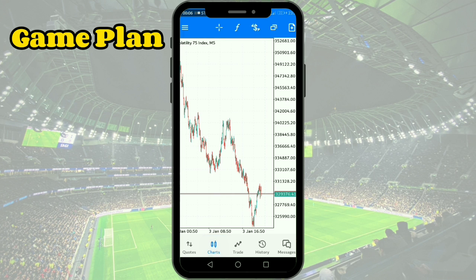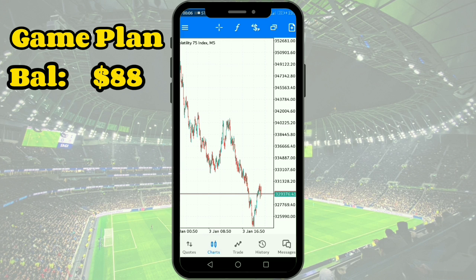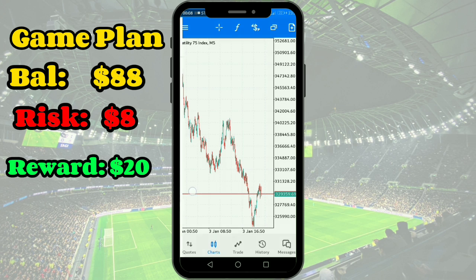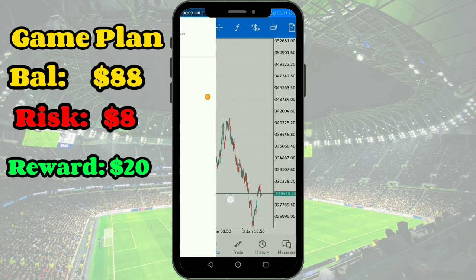So for my account, the balance was like $88, the risk per trade was going to be $8, and the reward per trade if I make a win was going to be $20. Now understand this, it is not a good idea to risk 10% on your account because most of the time you can lose that account.